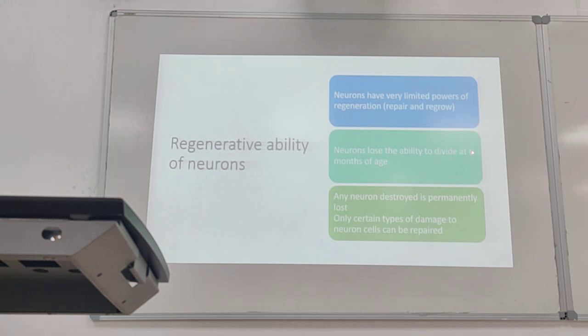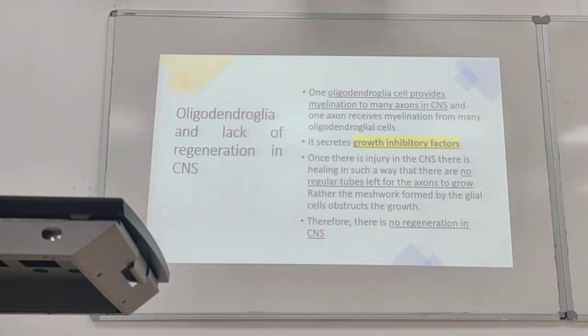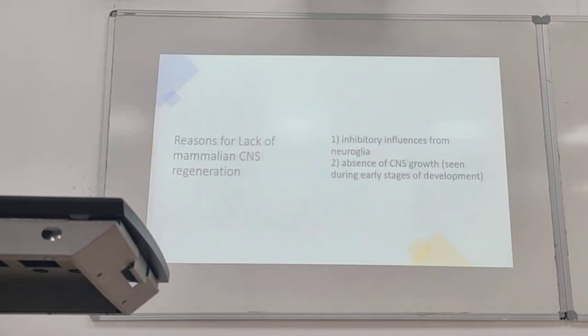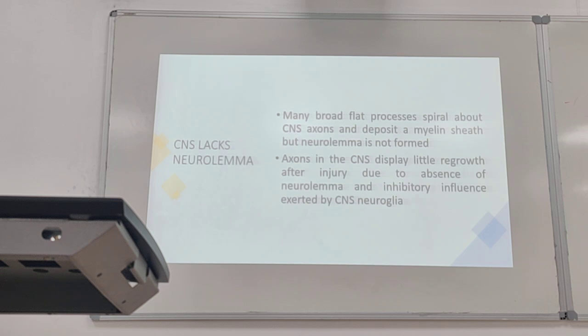The growth stops at 6 months. This is what I am saying. Why does it stop? Because growth inhibitory factors are there which stop the growth. This is what we are saying here, that there are two reasons. One is the inhibitory influence from neuroglia, and two, absence of CNS growth. Like a 6 month old baby, the growth of the central nervous system stops.